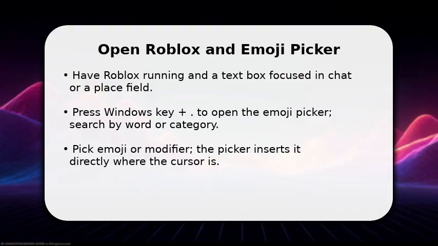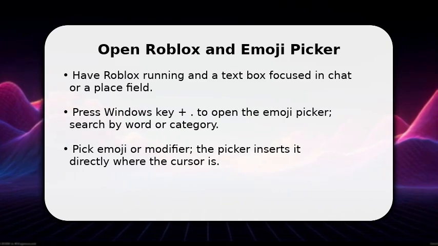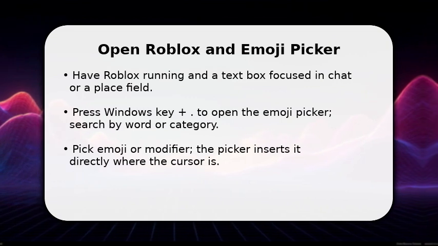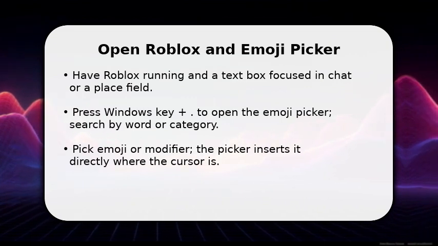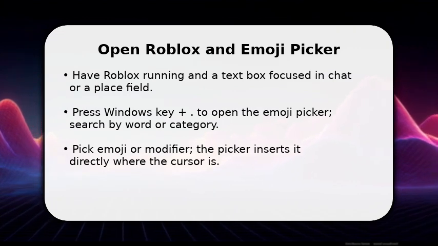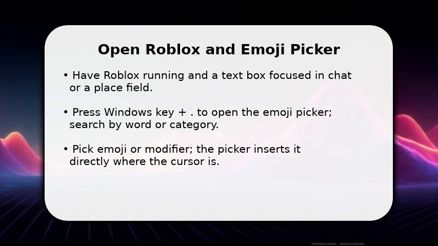Enjoy the video. You start with Roblox open and the chat or any text field selected. This is essential. Once focused, press Windows key plus period to open the Windows Emoji picker and type a keyword to narrow results. You will see skin tones, flags, and symbols. Select one and it inserts immediately at the cursor.